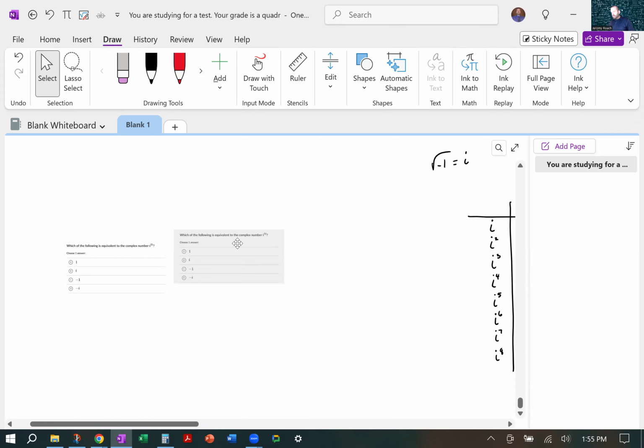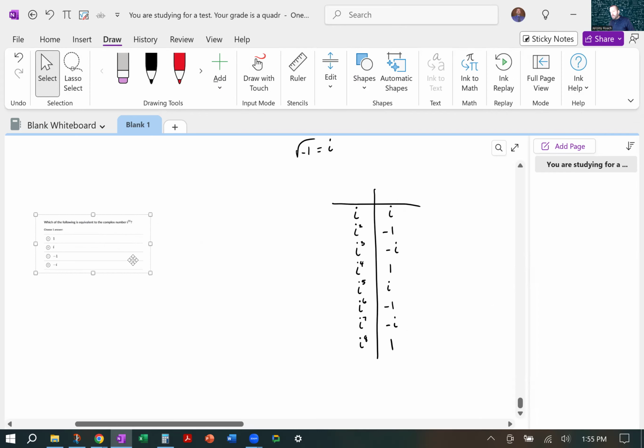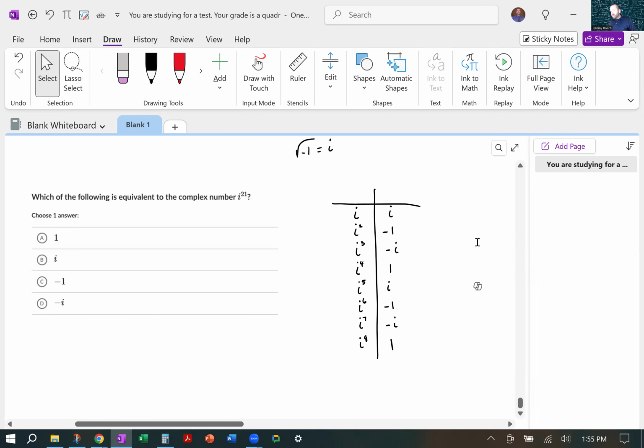So here is our question. It says, what would be equal to i to the power of 21? Well, we're not going to go, I mean, we could do the pattern all the way to i to the 21, but let's think for a second how we can get 21 with powers of i.